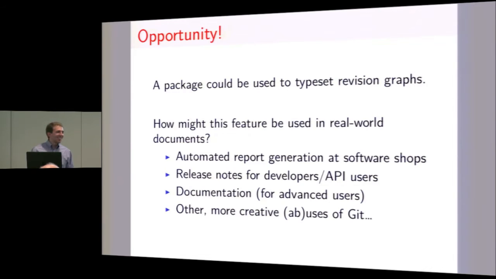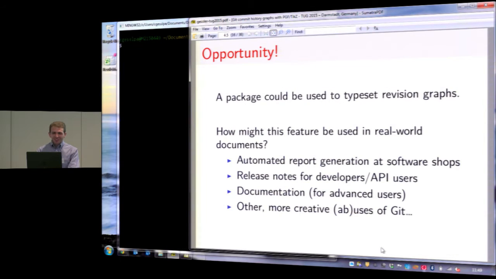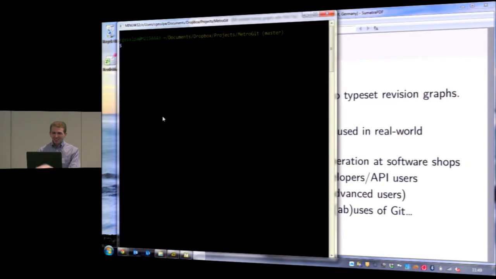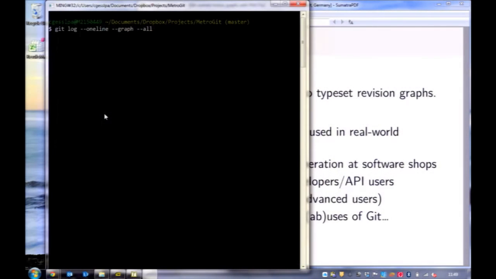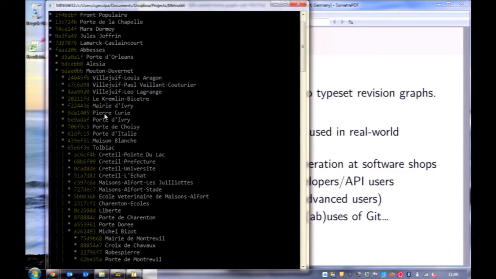And then the last item is other more creative uses of Git. My favorite one that I've found recently is called MetroGit, which is actually a Git repository that has a tree structure that mimics the Paris metro system. So if I run git log, I will get all of the stations and all of the lines in the Paris metro system.